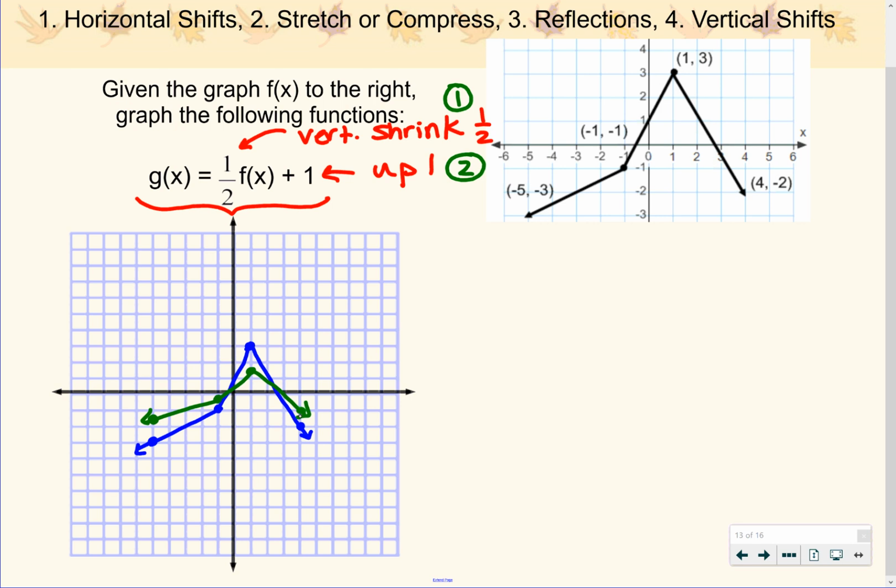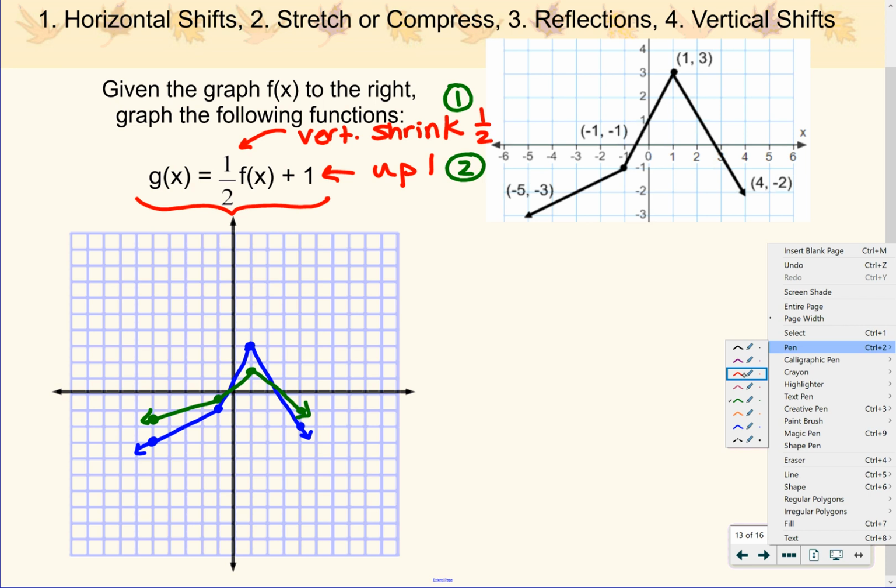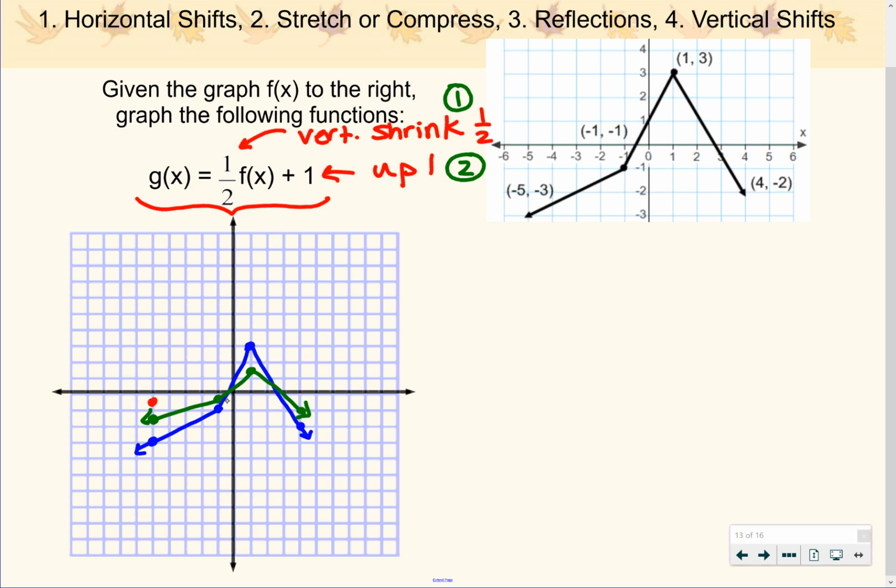Okay. Next, we have to take all those points and move them up 1. We're going to take the green one and just move them up 1. That's very quick. So up 1, up 1, up 1, up 1, 4 times in a row. Remember, this is called a rigid transformation. It does not change the shape of the graph. G of x, your final answer is the red graph there.